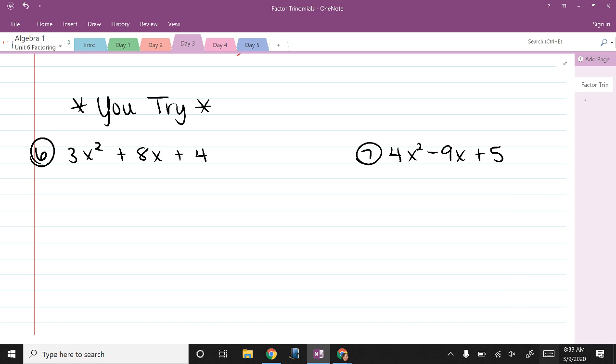Slope is undefined here. Now, I'm not so worried about the y-intercept because if we know it's a vertical line, we should know where to go to graph it. Does that make sense? Okay.